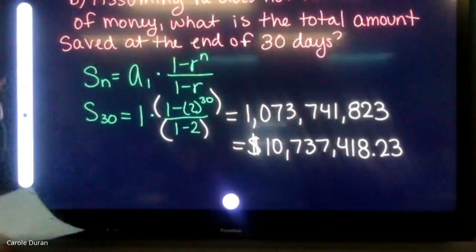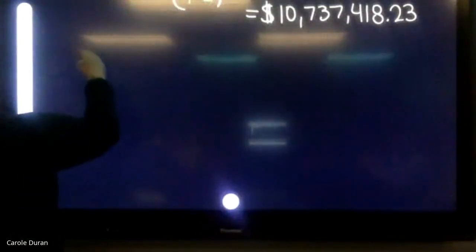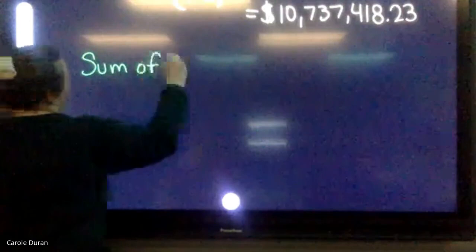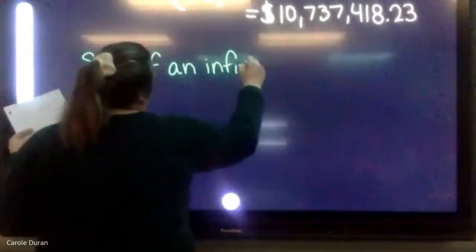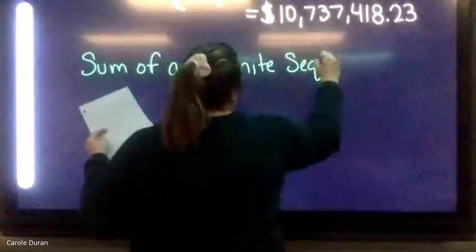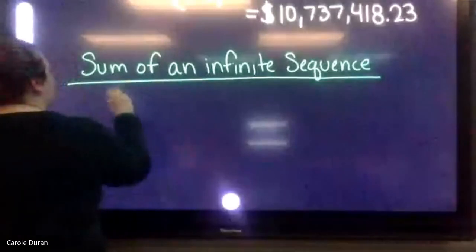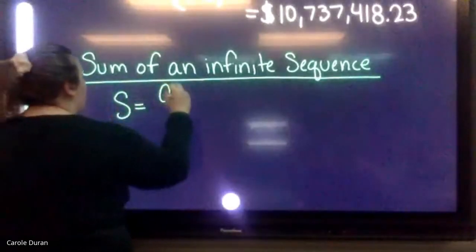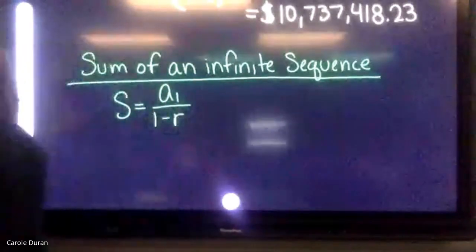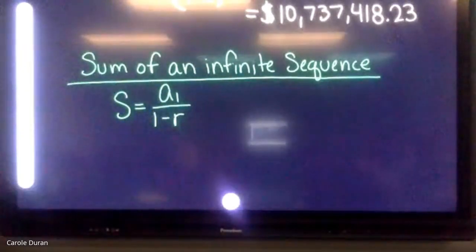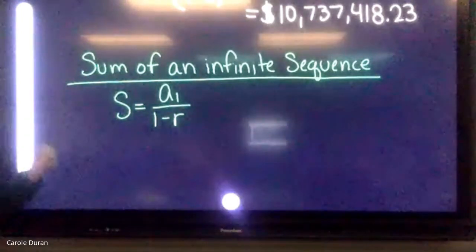So now we're getting into the last piece of our notes, and that is the sum of an infinite sequence. This uses the formula S equals A1 over 1 minus R, where R is still our common ratio and A1 is still our first term. Notice that this uses an S with no other number attached to it, where our partial sum uses S with a number N attached to it. So make sure you can tell the difference.